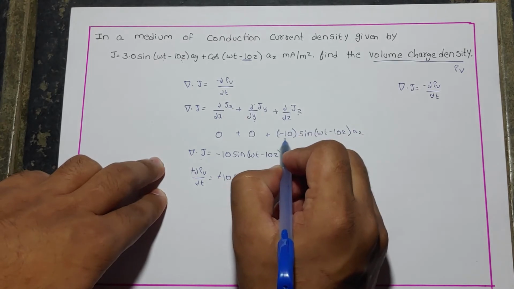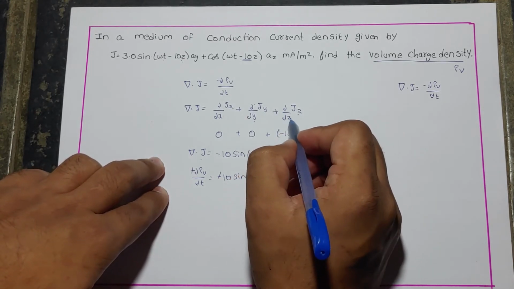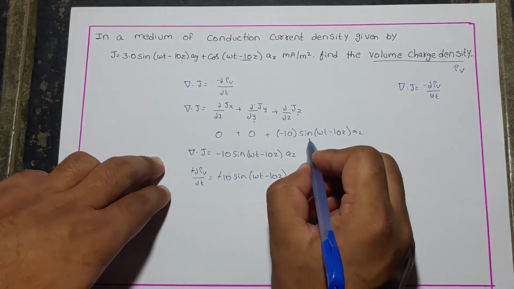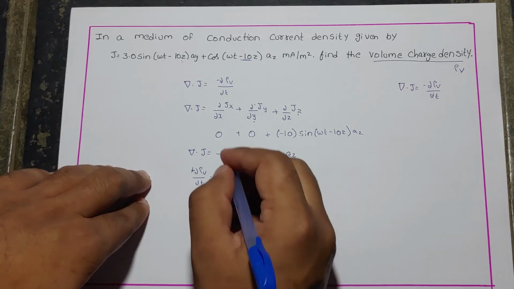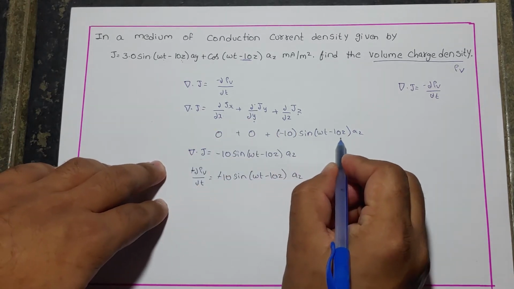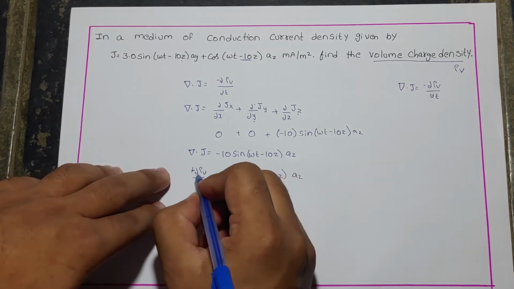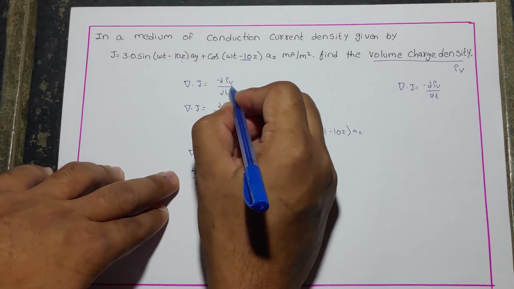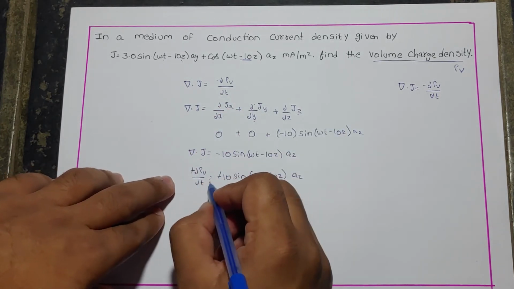This minus 10 would come out, and we know that differentiation of cos would result in sine of omega t minus 10z in az direction. So del dot J is equal to minus 10 sine of omega t minus 10z in az direction. But we know that del dot J is equal to minus dou rho v by dou t. So let us cancel the minus.